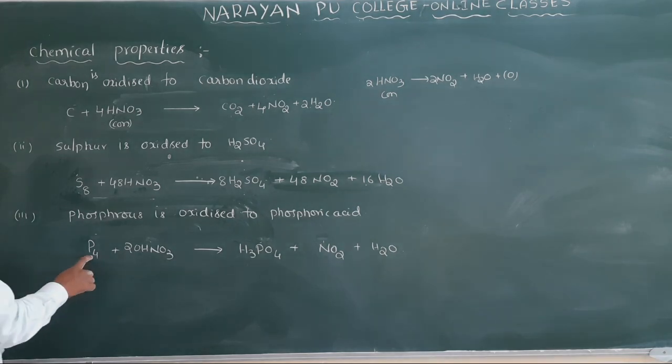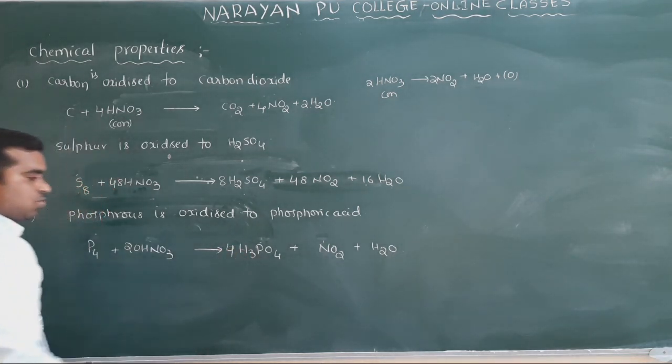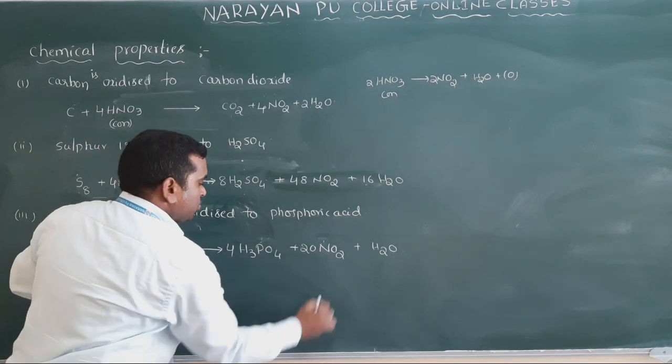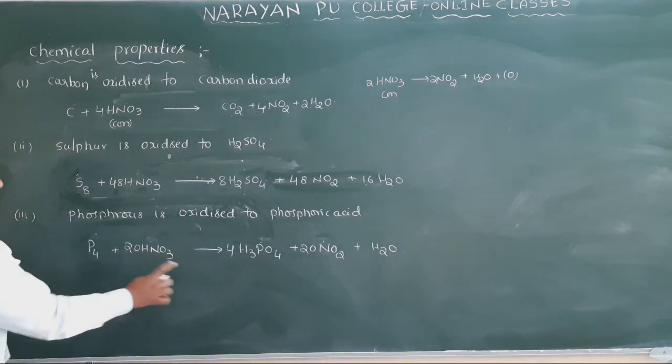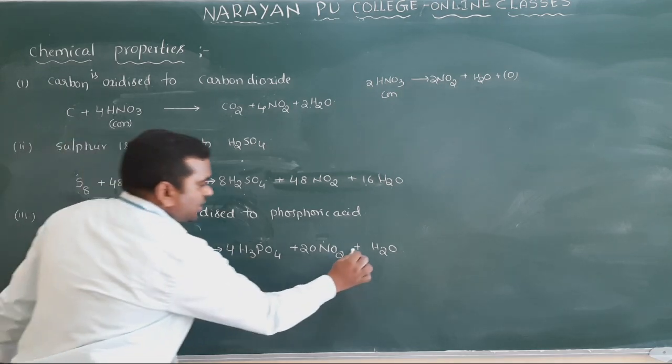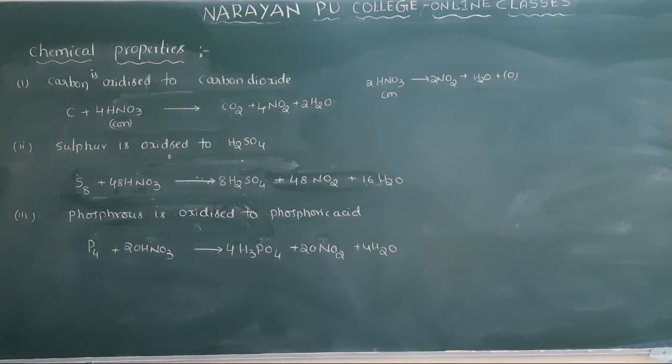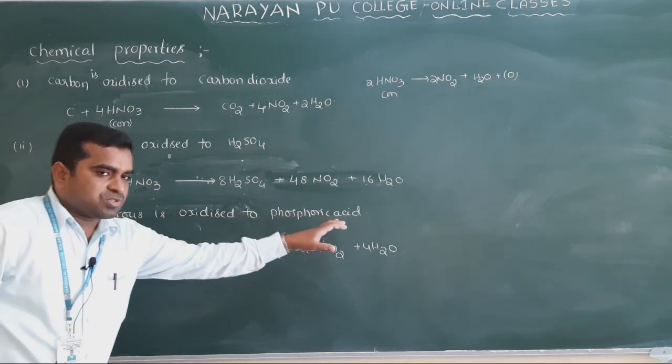So how many phosphorus are there? 4, but here 1. Multiply this one with the 4. Next one, nitrogens, how many are there? 20. Multiply this one with the 20. How many hydrogens are there? 20, but here already 12 are there. So that's why 4 and 20. This is clear? So phosphorus is oxidized to phosphoric acid.